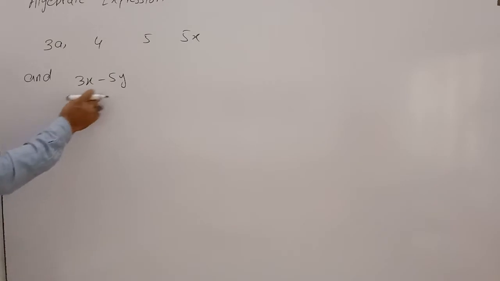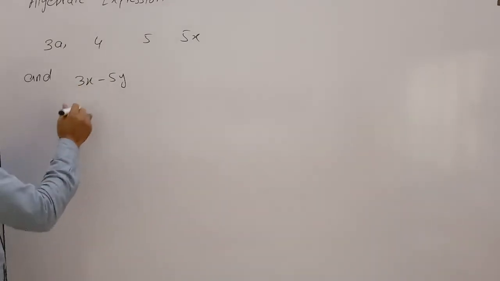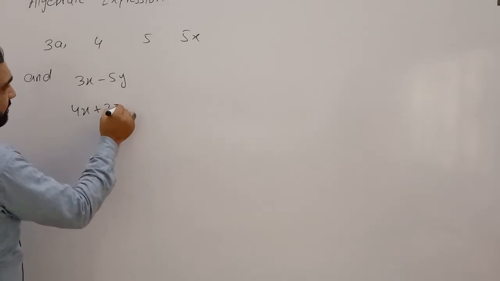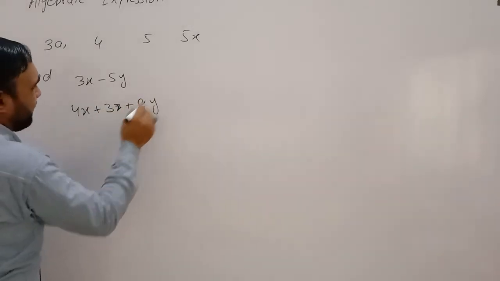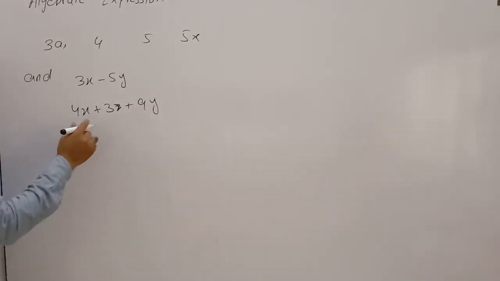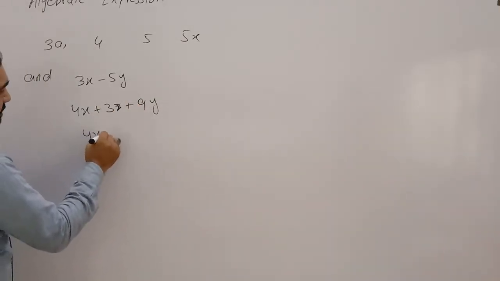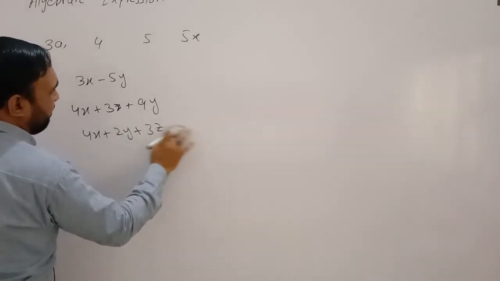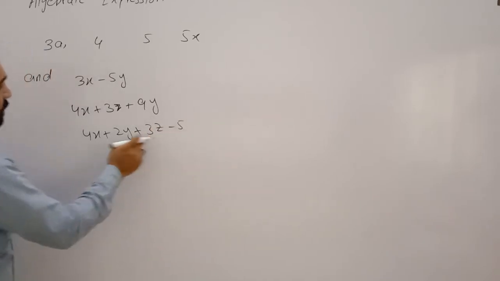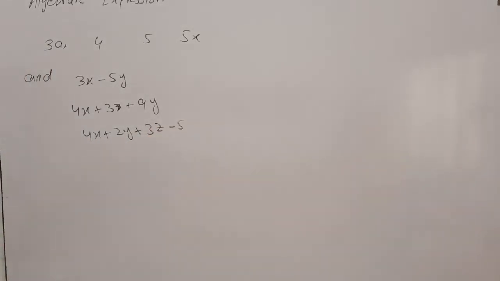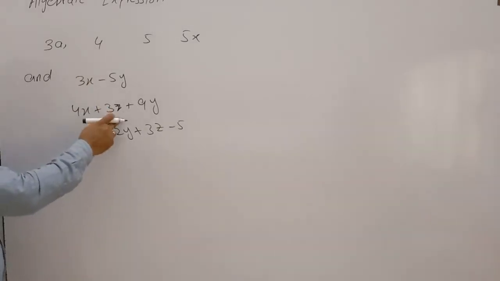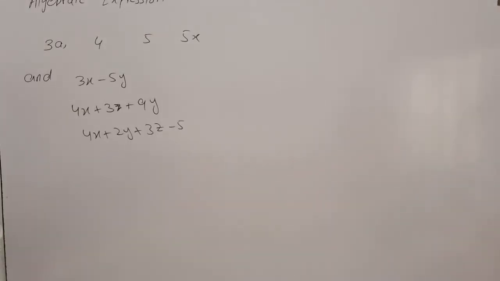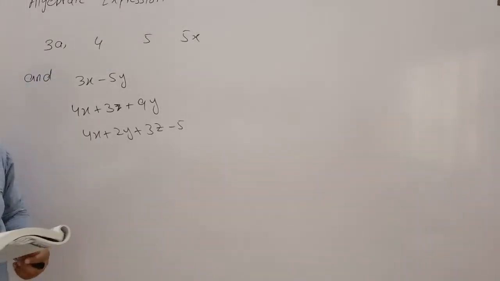Now these are two terms: 3x minus 5y, 4x plus 3z. Plus 9y, these are called three terms, and 4x plus 2y plus 3z plus r minus 5 is called four terms. Two terms, three terms, and these are called four terms. So this is called an algebraic expression.